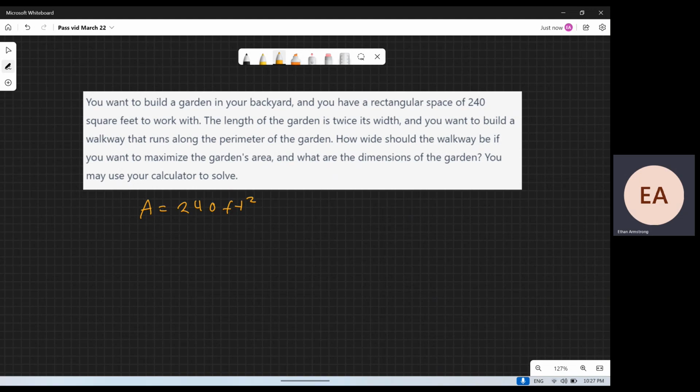And the length of the garden is twice its width, and you want to build a walkway that runs along the perimeter of the garden. How should you build a walkway to maximize the garden's area, and what are the dimensions of the area?